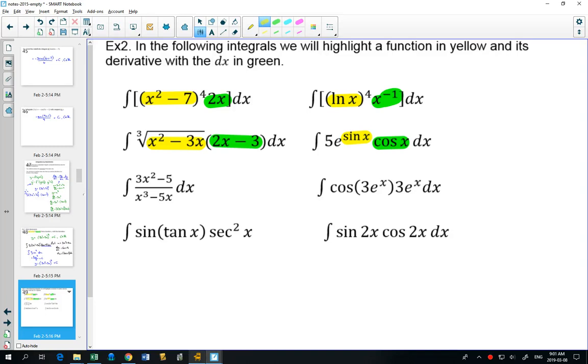Here, this one is not easy to see a function inside at all. In fact, you could argue that maybe there isn't anything inside here. We've just got something in the denominator, something in the numerator. Okay? But I notice when I look at both of those functions that if this is the original function, this is the derivative. And so that might help me later on recognize what I need to do with the integral.